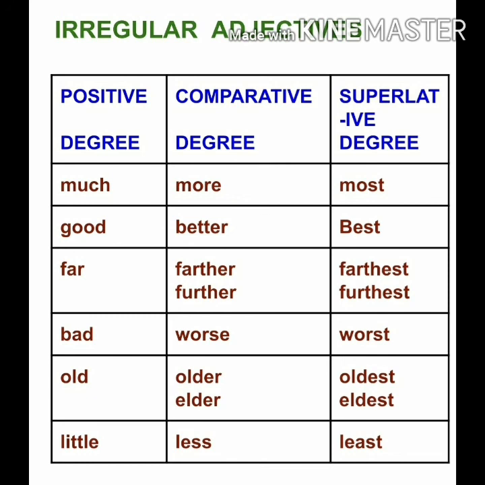Bad, worse, worst. Old, older, oldest. It also has one more word in the comparative and superlative degree, and that is elder, eldest. Now, both older and elder mean more advanced in age. Older describes people and things, but elder describes only people. For example, my brother is 10 years older than me. When I reached my friend's place, the elder of her children came out to greet me.